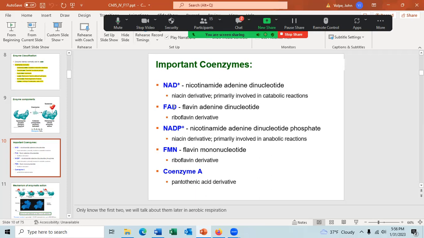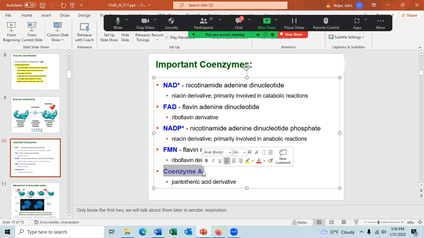There are some other coenzymes, you don't need to know them. NADP+ you can find in green plants. You don't need to know that one. FMN, you don't need to know that one. Coenzyme A, I don't require you to know that it's a coenzyme. We actually will briefly talk about coenzyme A when we're talking about aerobic respiration, but you only need to know the first two.